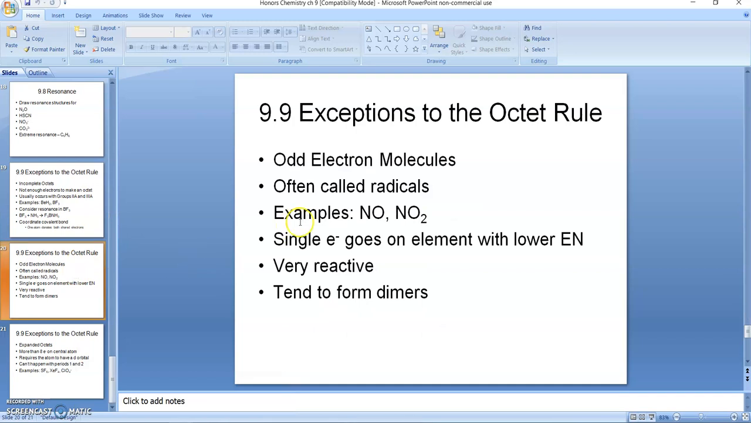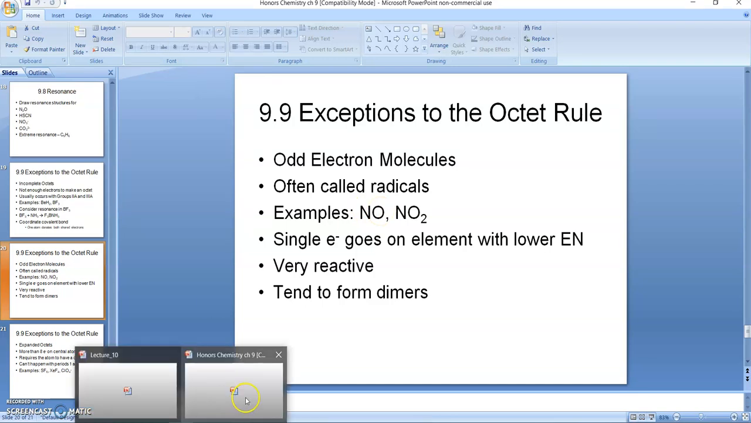Now, another exception to the octet rule is something called a radical, or an odd electron molecule. These molecules have an odd number of electrons, so there's no way they can get a full octet. Consider nitrogen monoxide, NO. Nitrogen comes in with 5 electrons, oxygen has 6, that's 11 electrons, an odd number. There's no way you're going to get a full octet out of that.